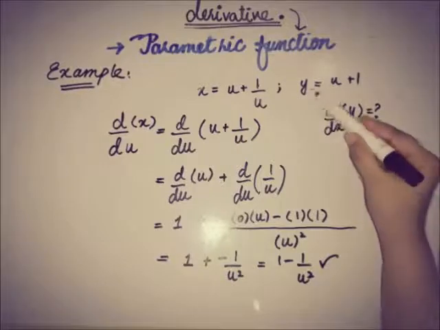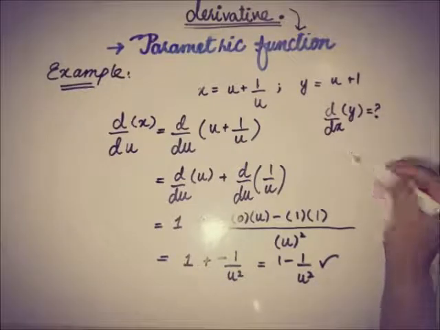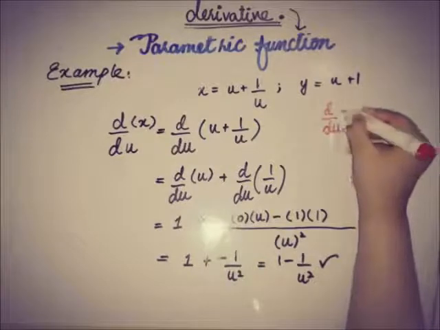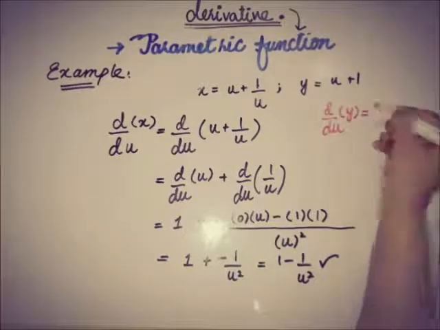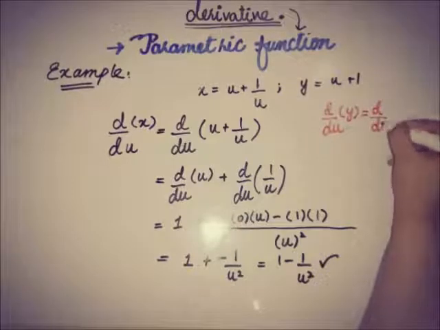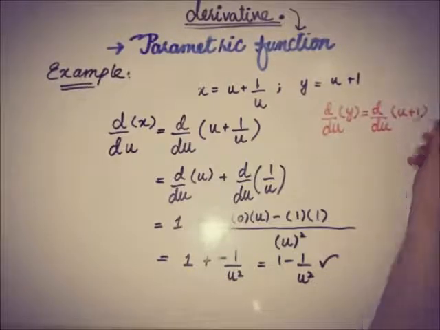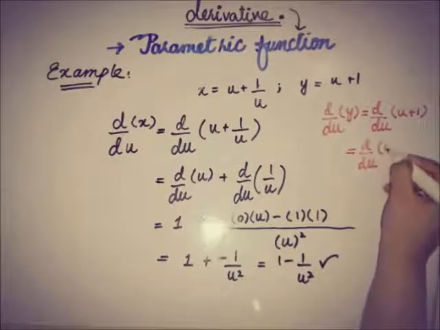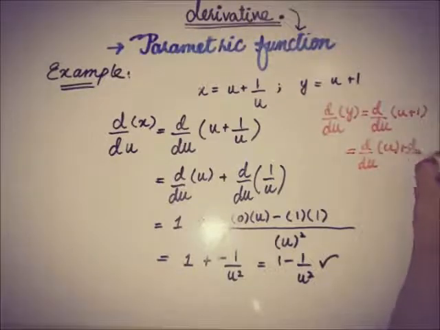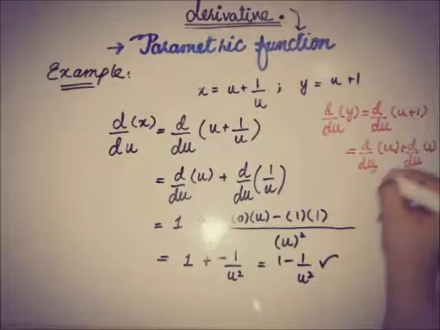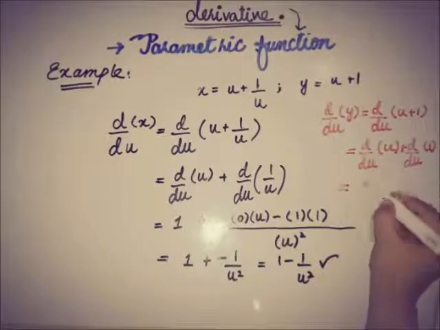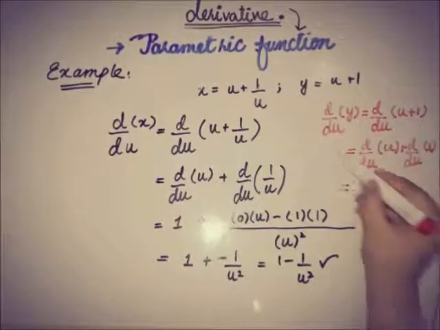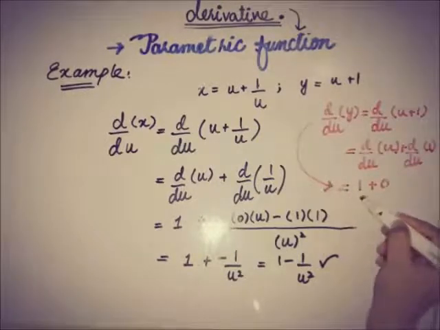Now we will find the rate of change of y with respect to u. So d by du of y is equal to d by du of u plus 1, the rate of change of u and the rate of change of the constant function, that is 1 plus 0, because the rate of change of 1 is 0. So we get the rate of change of y with respect to u is 1.